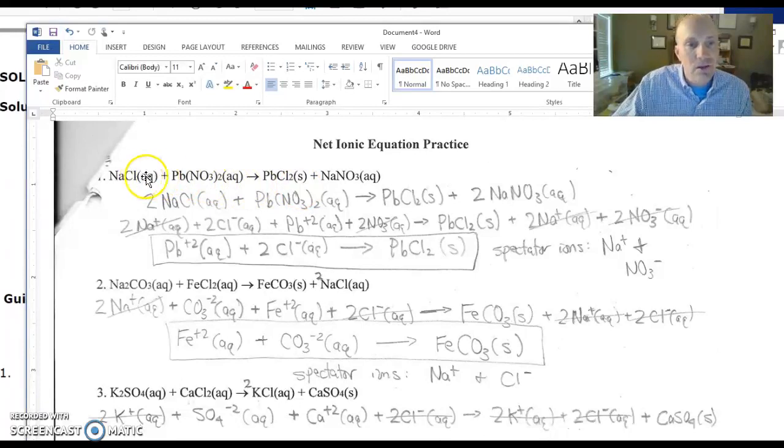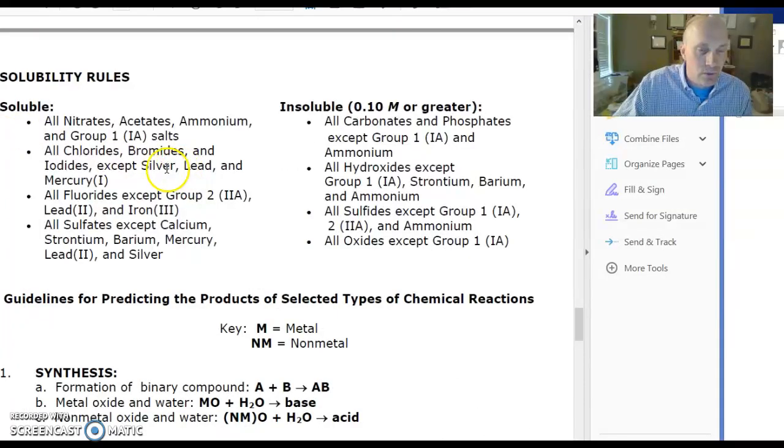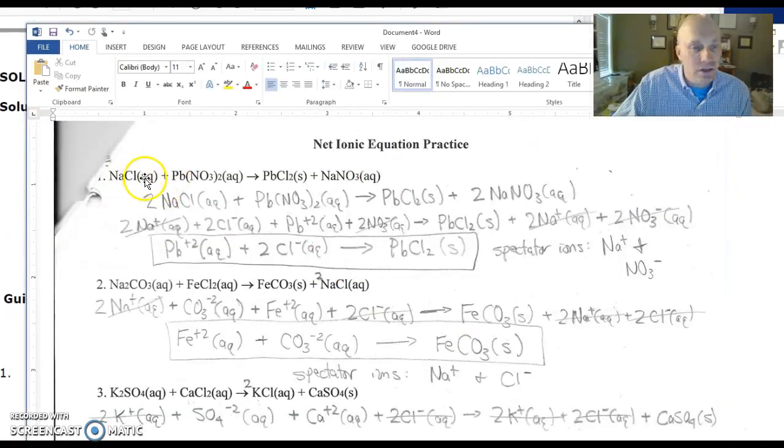All right. So even though they give the information for aqueous versus solid, you should be able to determine whether those things would have been aqueous or not. For example, sodium chloride, it says aqueous. Even though we should know that sodium chloride is soluble in water, we can look over here and we see, okay, all group 1A salts are soluble. Sodium is a group 1A salt. Also, it says all chlorides are soluble except for these exceptions. So we would think that this would be aqueous.